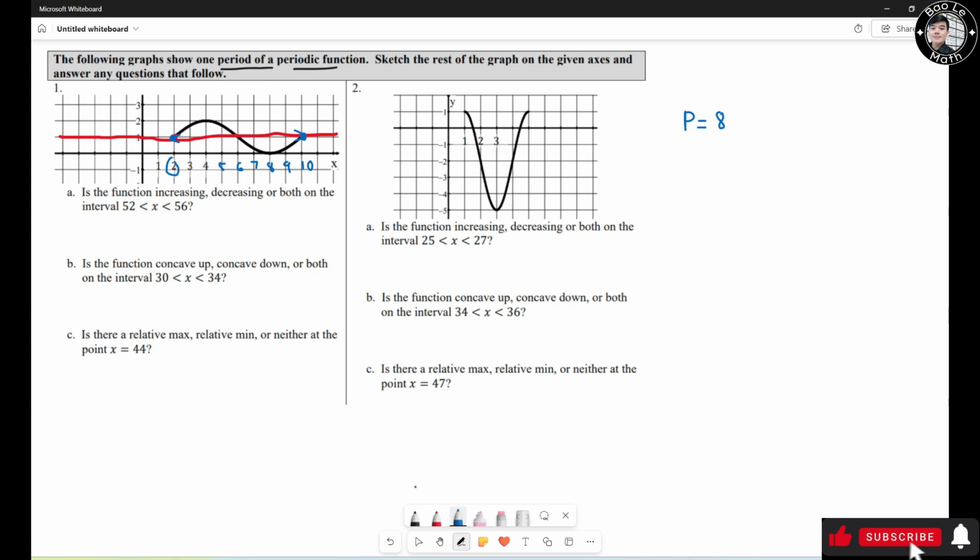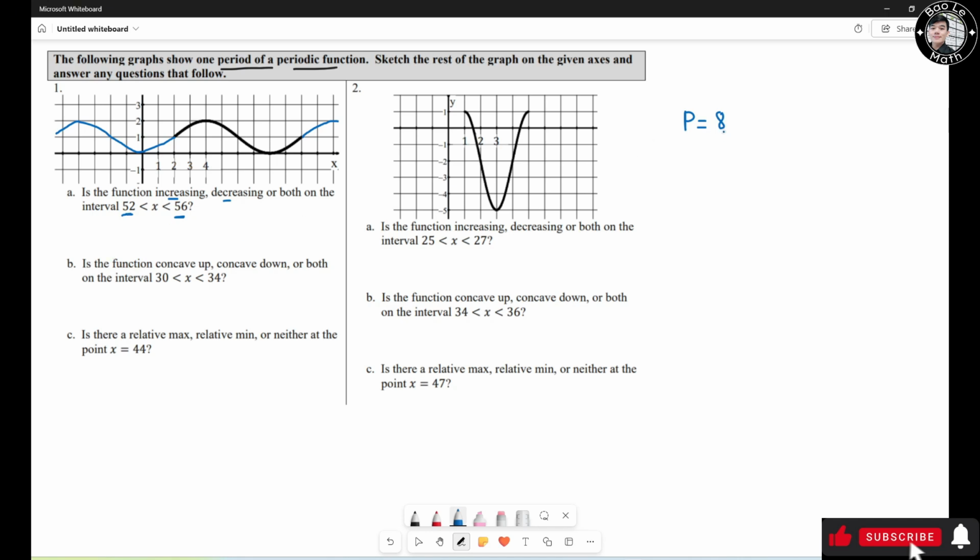Now, after 8 units, the pattern keeps repeating. So we're going to sketch this one. It's going to be something like this. We know that the period is 8. Now, is the function increasing or decreasing or both on the interval 52 and 56? In order to know that on this interval right here, we need to write 52 and 56 in terms of 8. So keep that in mind.